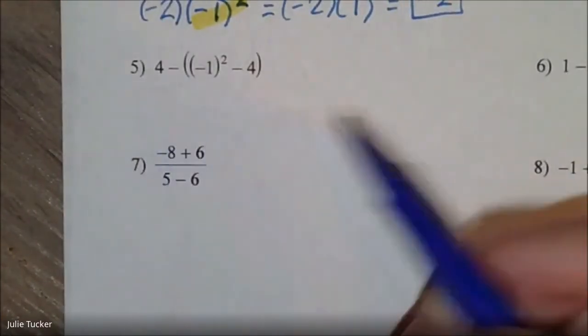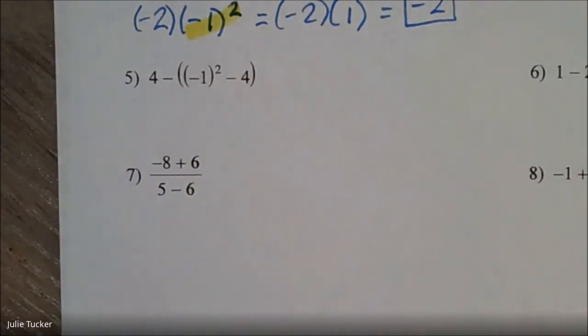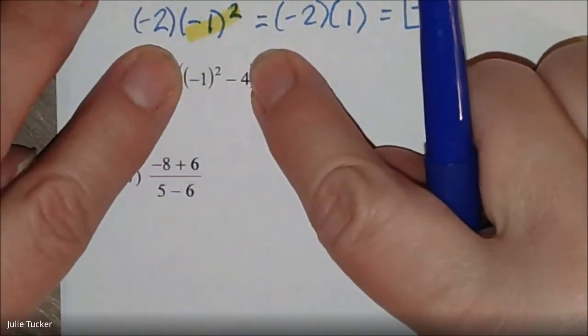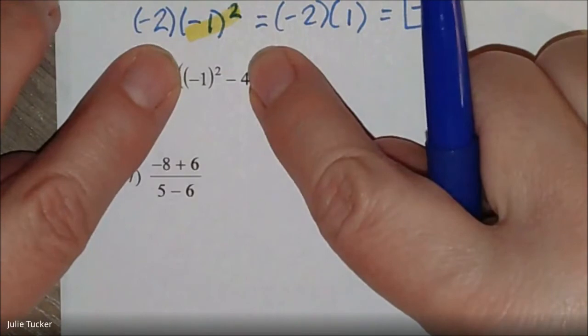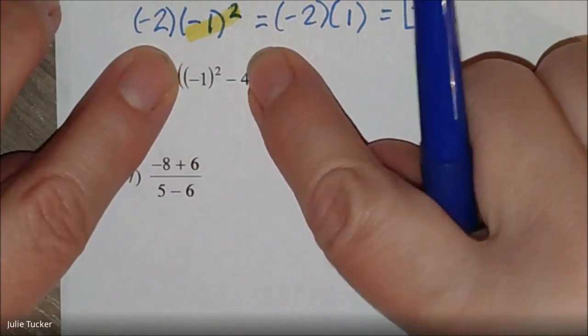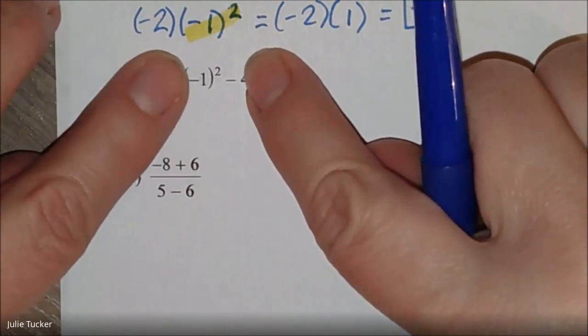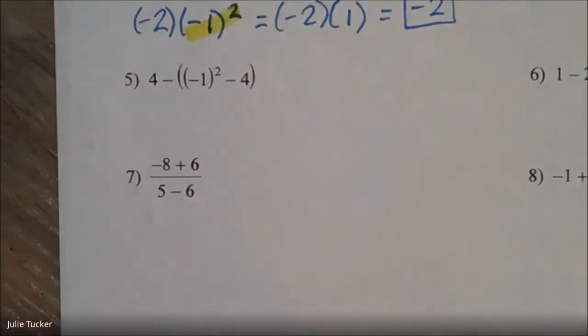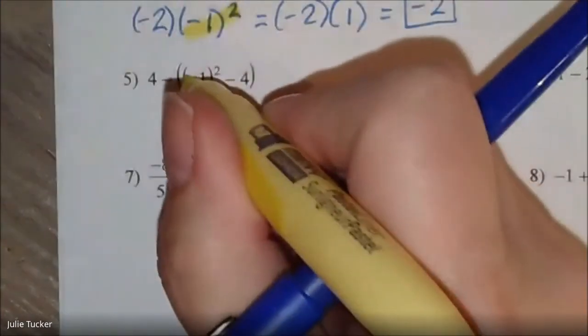So in this problem, you see how there's 2 sets of parentheses, right? So what we have to do is look at what's inside of the parentheses like it's its own separate problem and just not look at the rest of the problem. So when I look at what's inside of the parentheses, what should happen? Good job. So we'll do that first.